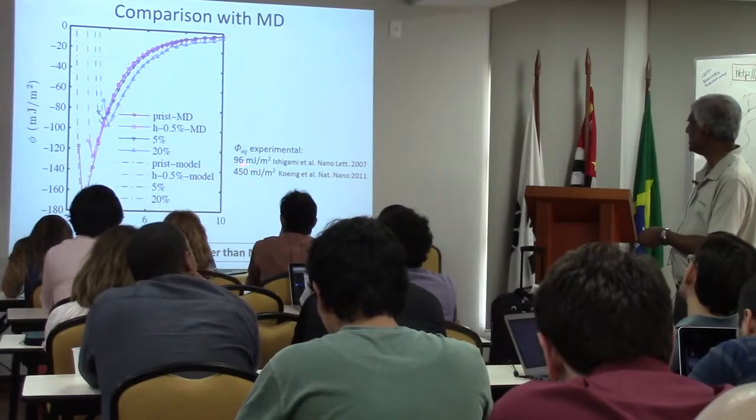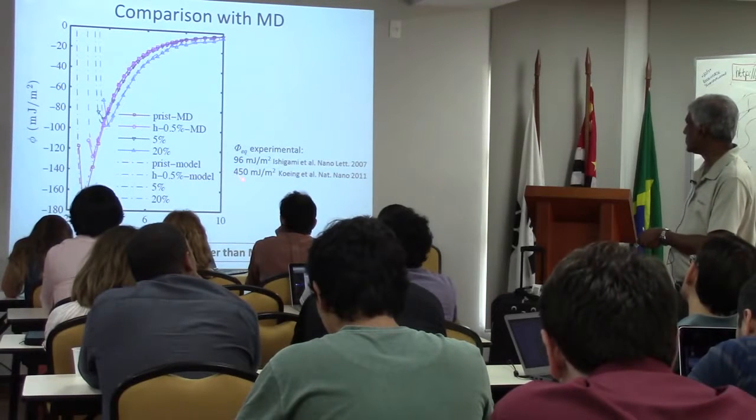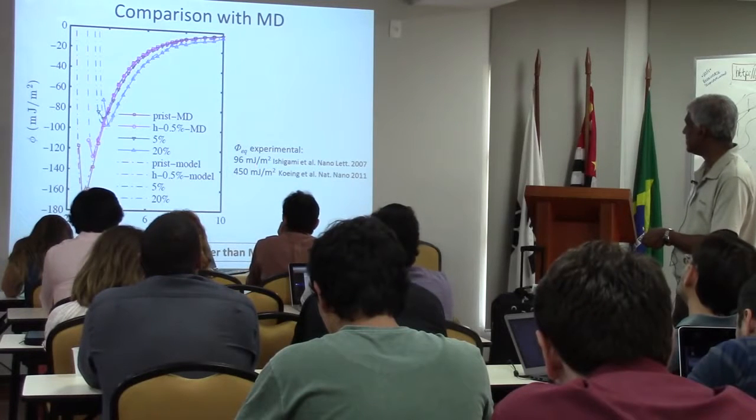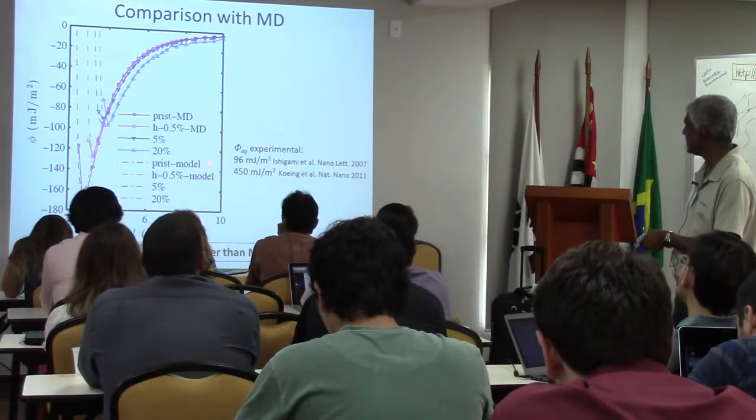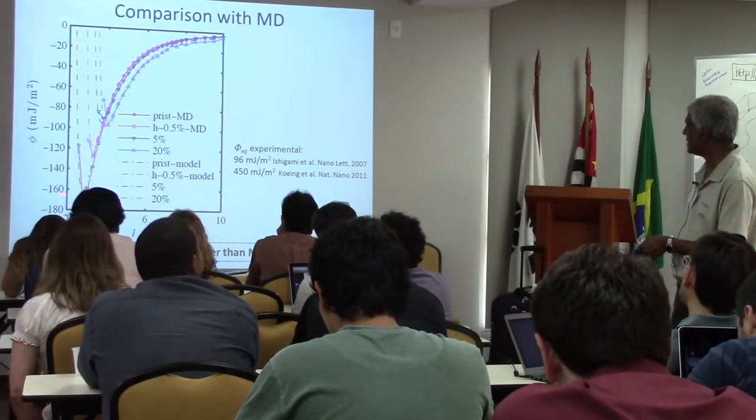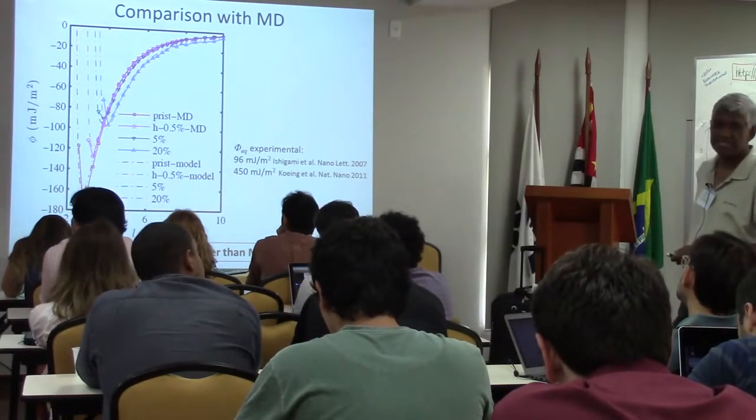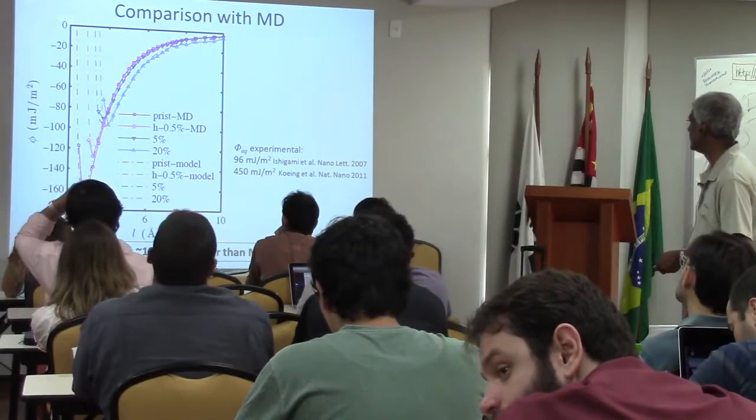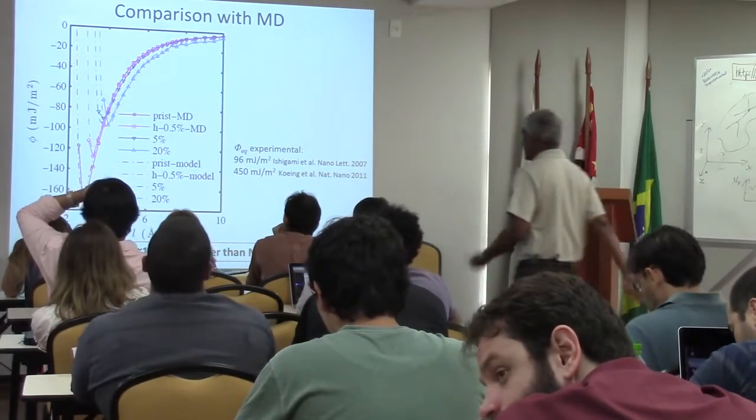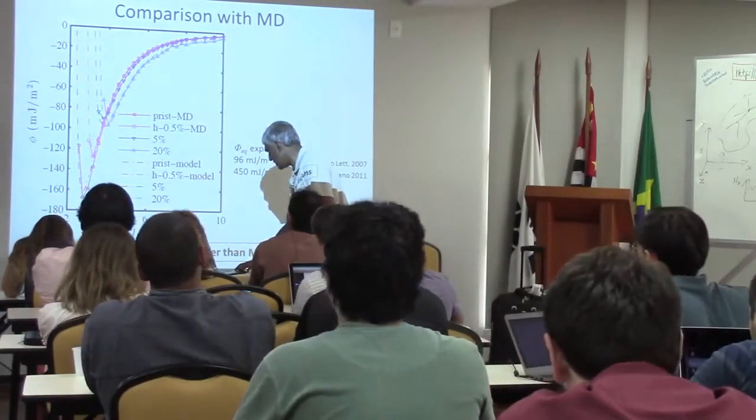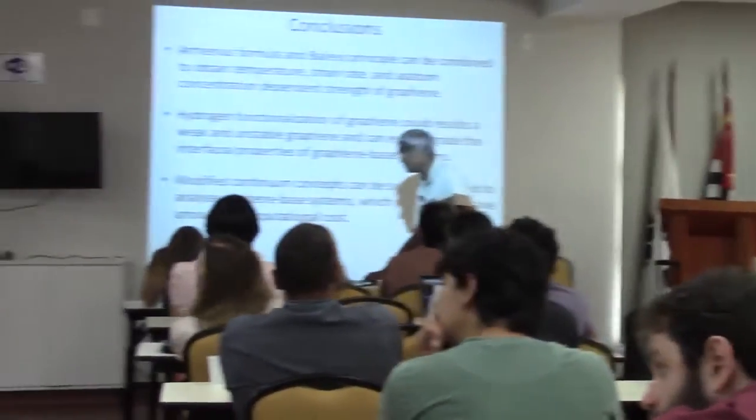And then you can see that from our results, in the pristine case, we get something like about 100 and 170 as the limit at this point. So, generally a reasonable agreement.